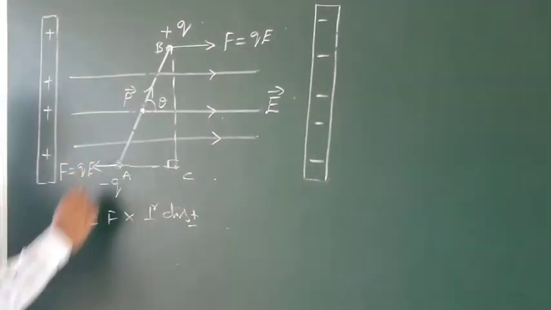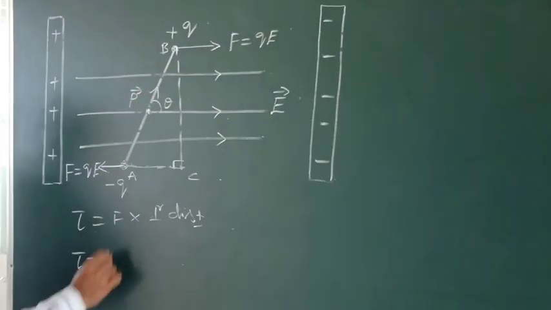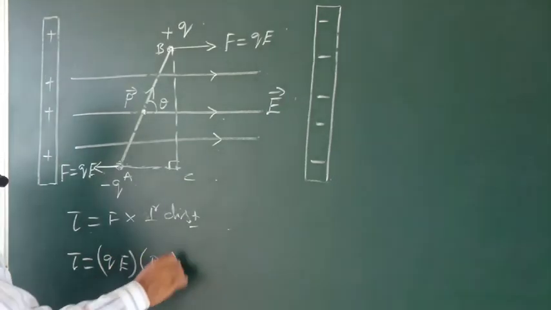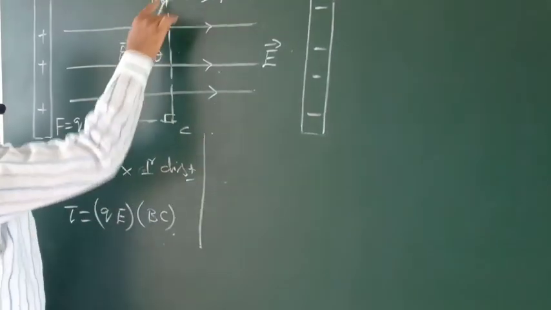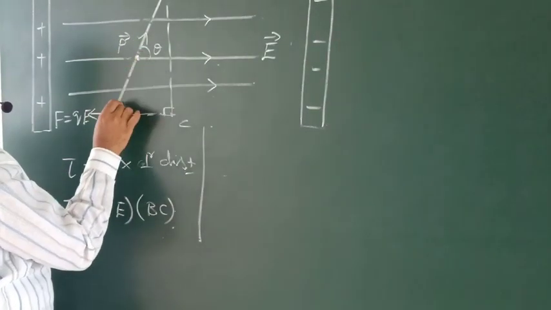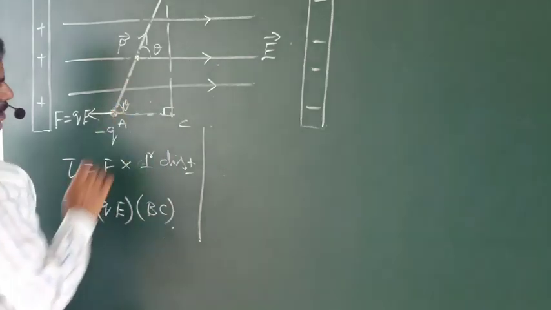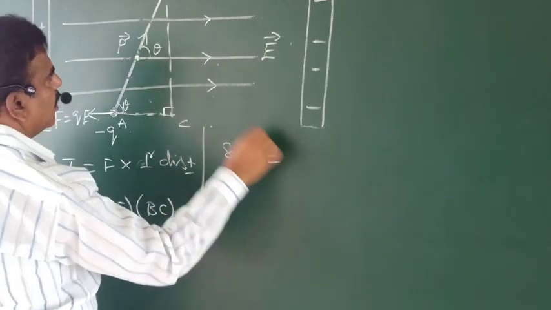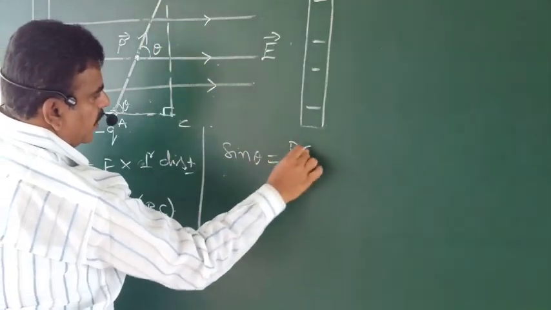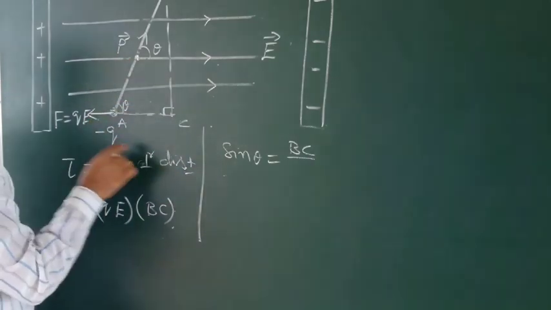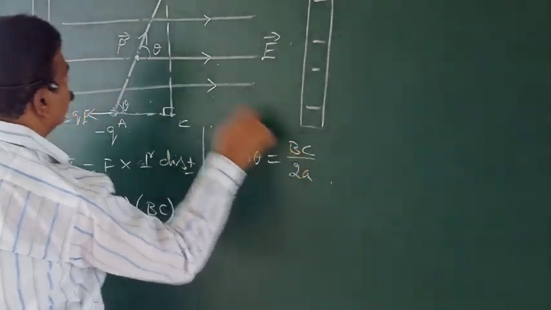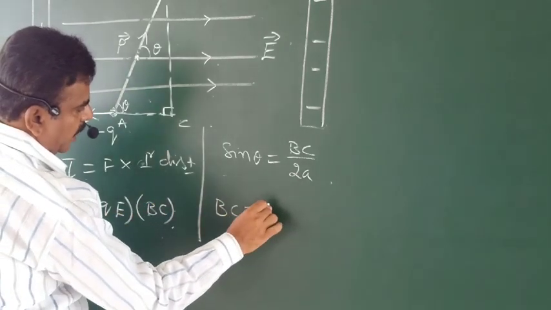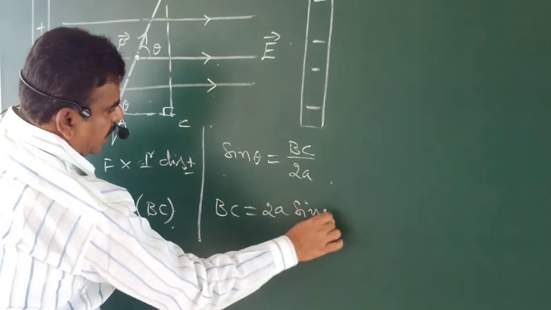Therefore, the torque on the electric dipole is given by force is qE. Perpendicular distance is nothing but BC. From the right angle triangle ABC, if this is theta, this is also theta. These two are corresponding angles. We want BC. Therefore, sin theta equals opposite side divided by hypotenuse. Hypotenuse is nothing but 2a, the distance between the two charges. Therefore, BC equals 2a sin theta.